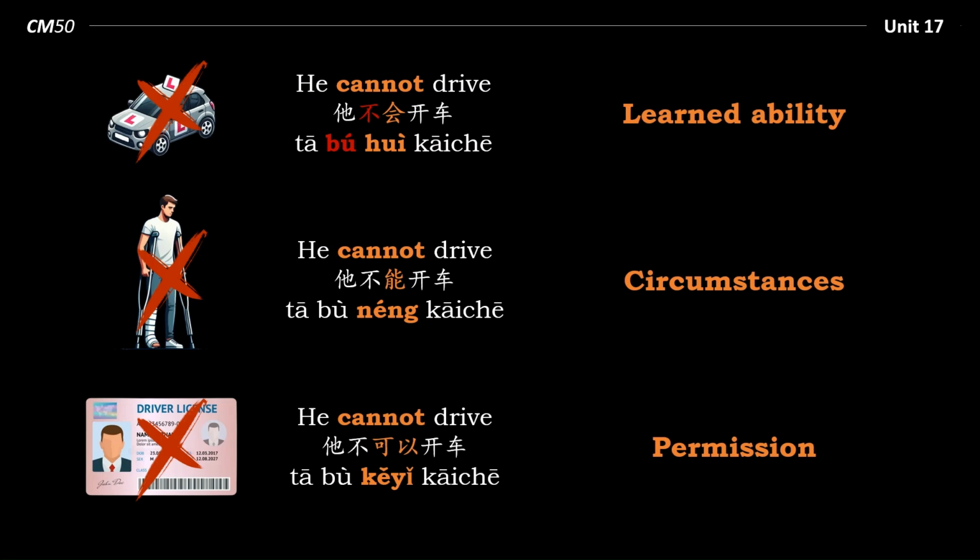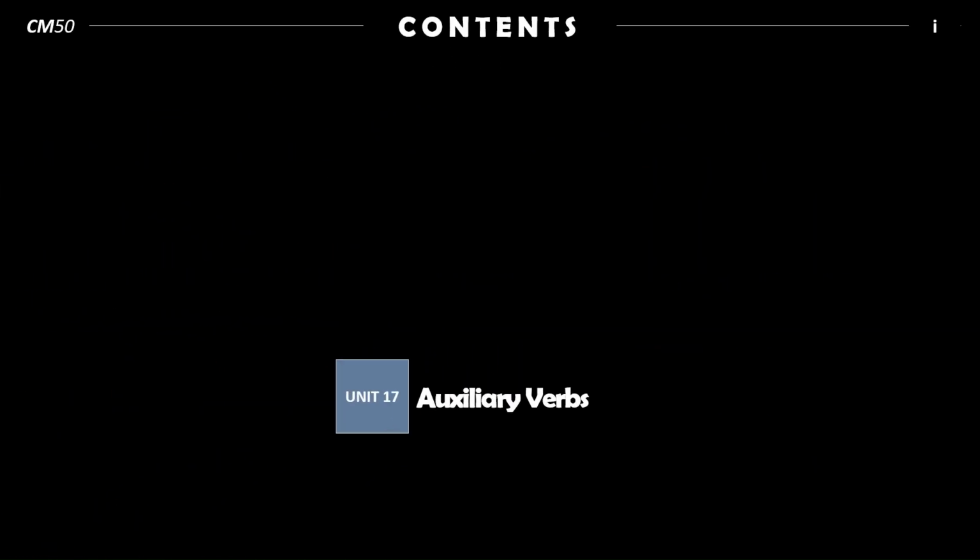So, there are many auxiliary verbs in Chinese Mandarin. This has been an overview of just 3 of them. As always, plenty more to come in the following units.